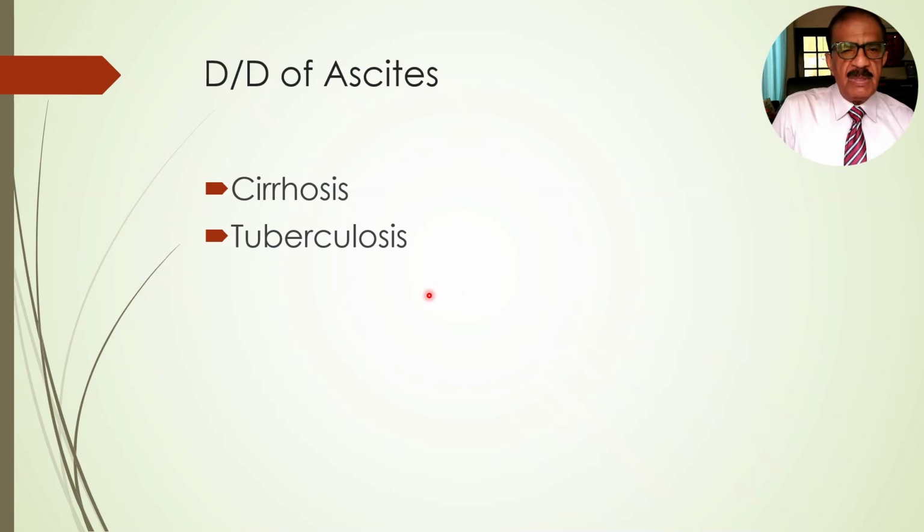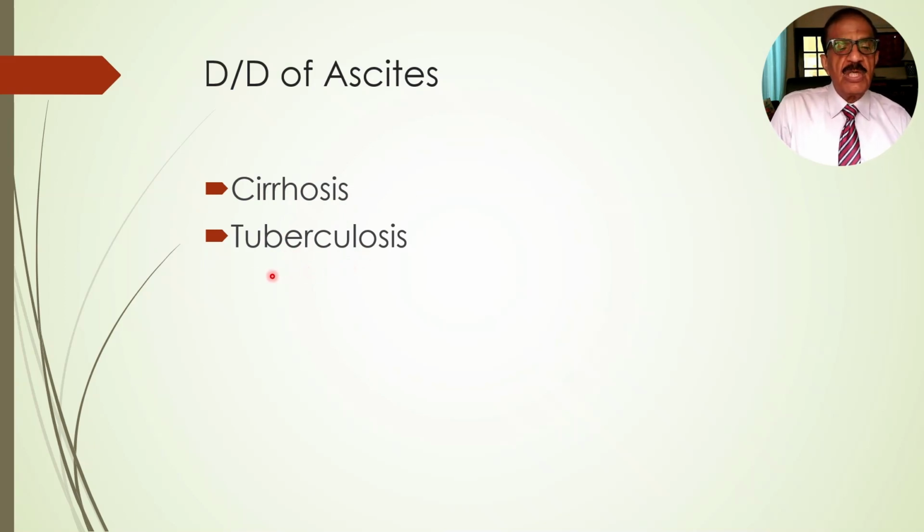Tuberculosis of the abdomen. Now, I would consider tuberculosis only after ruling out cirrhosis. Cirrhosis is so common that even though tuberculosis is considered to be common in Pakistan, I would still first rule out cirrhosis on clinical examination and maybe on labs, including examination of the fluid, before I consider tuberculosis.